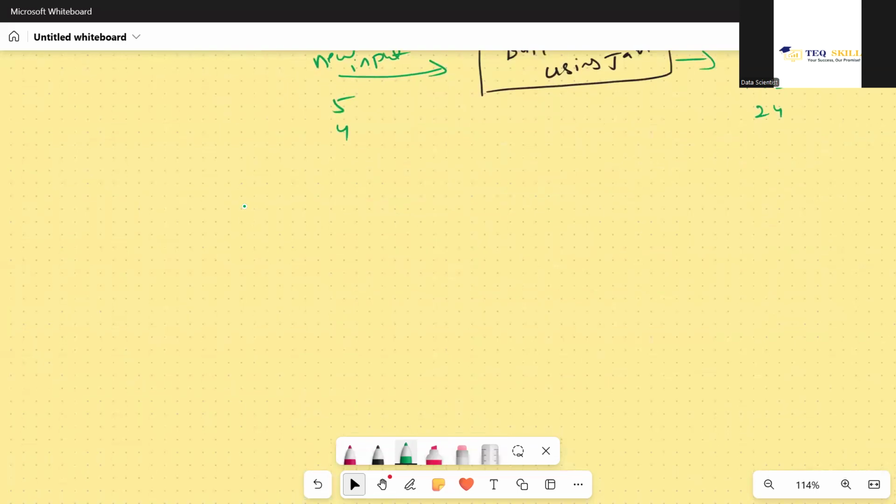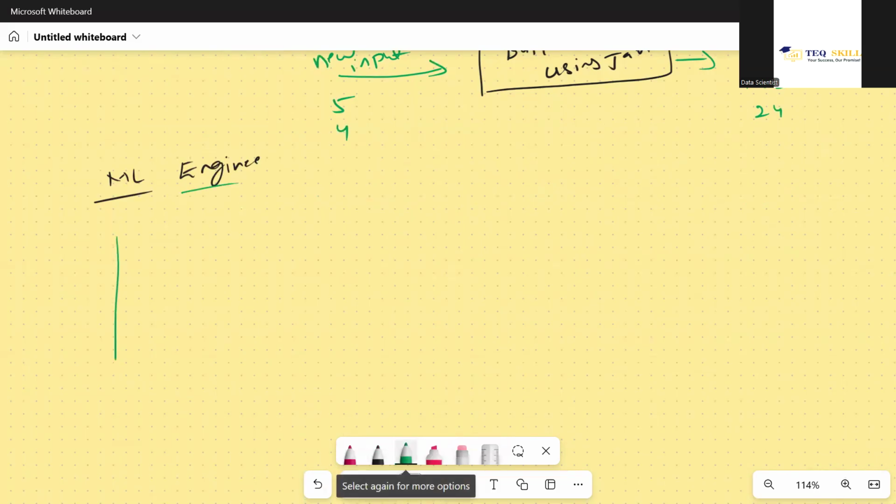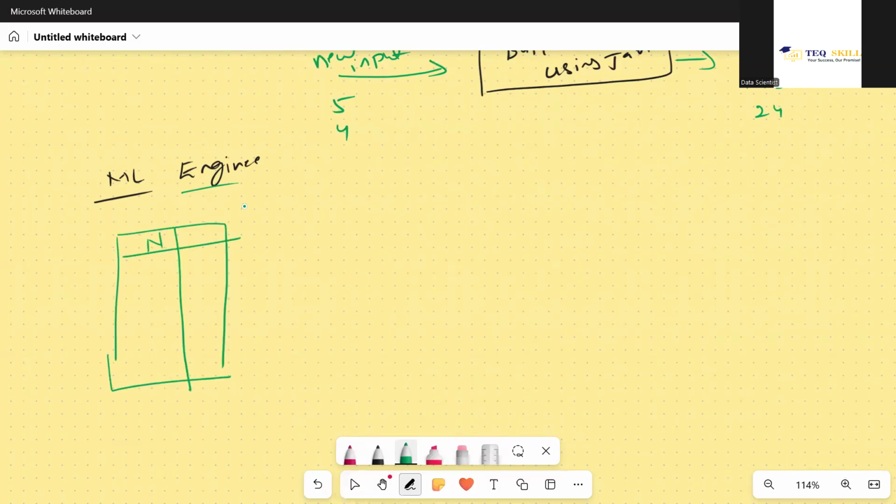So what about a machine learning engineer? How will machine learning programs work? The machine learning engineer has some kind of historical data. This is the number n, and this is the factorial result. If I give 1, the result is 1, or else 0. Then 2 gives 2, 3 gives 6, 4 gives 24, 5 gives 120. He has some kind of data.